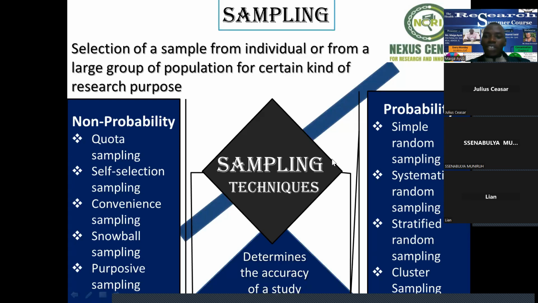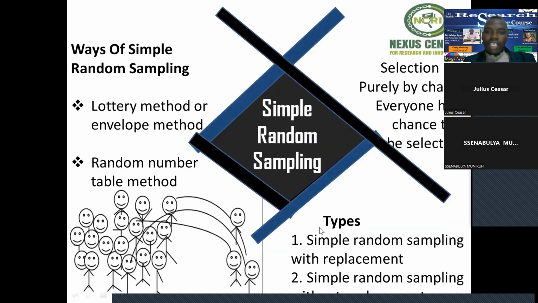However, when you try to select from a population and every participant in that population has a chance to participate, meaning the selection is based on probability, then that is what we call probability sampling. And the types or techniques under there are simple random, systematic random, stratified random, and cluster. You see that all these have something to do with random, meaning each participant has a chance to participate in this study. Okay, I hope you can hear me very clearly. So let us discuss the probability sampling techniques.